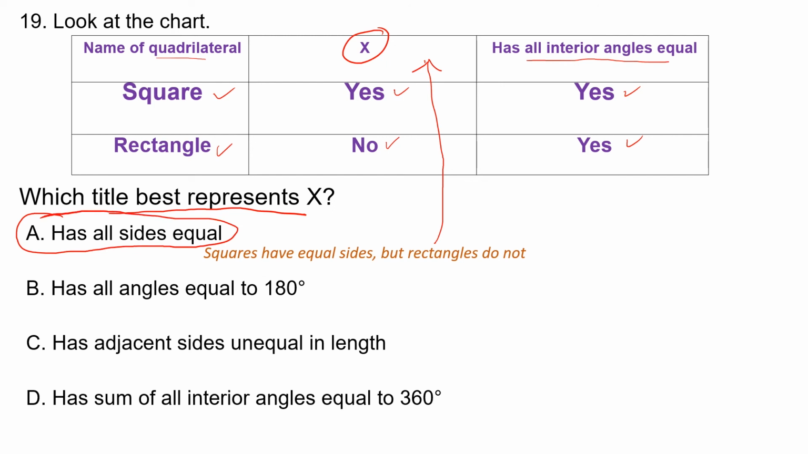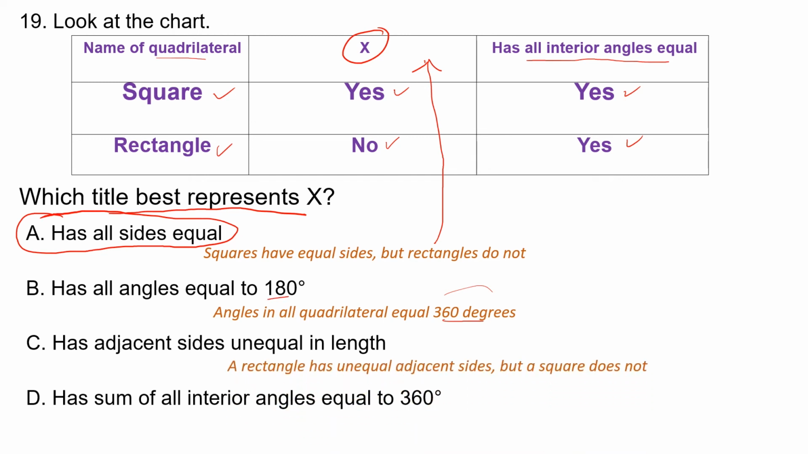But if we look at B, it says has all angles equal to 180. Not possible in a quadrilateral. All angles are always equal to 360 degrees. So 180 is a triangle, right? C has adjacent sides unequal in length. Remember, adjacent means next to. A rectangle has unequal adjacent sides, but a square does not. So that would be actually the reverse up here, so that will not work.